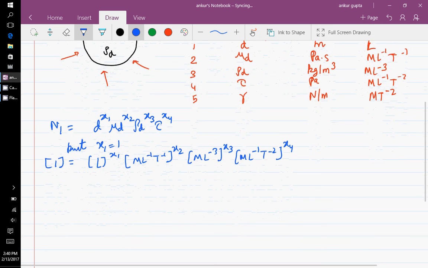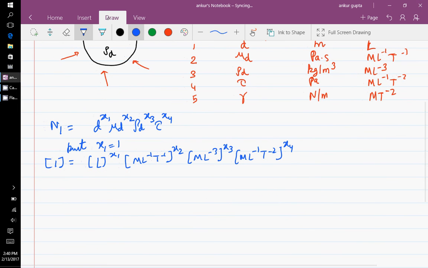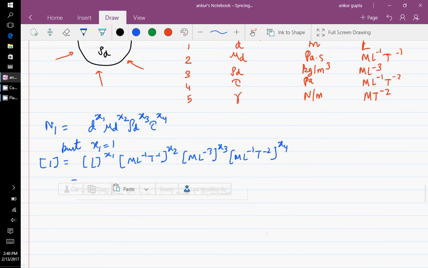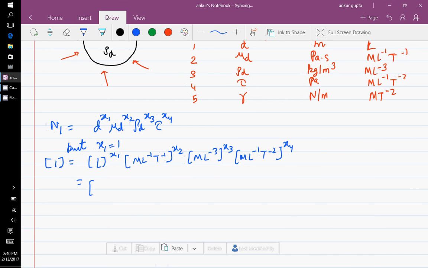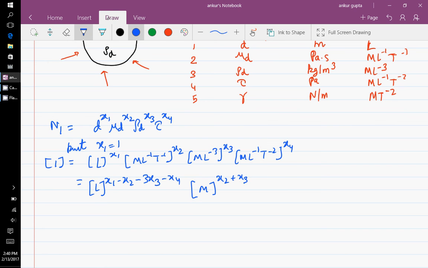Now I can expand this more, and I can write this as L raised power of, so you can collect all the powers from all the variables of L. This is x1. There is minus 1 into x2, minus x2 minus 3x3 minus x4, right? Then I have m with x2 plus x3 plus x4, and then I have t, and the powers are minus x2 minus 2x4, right?